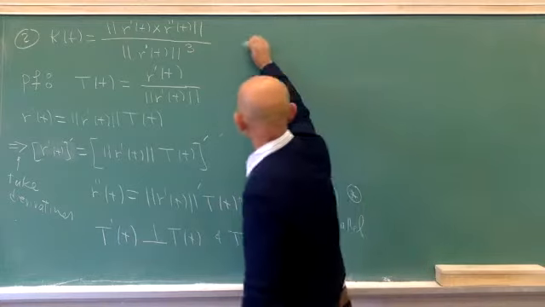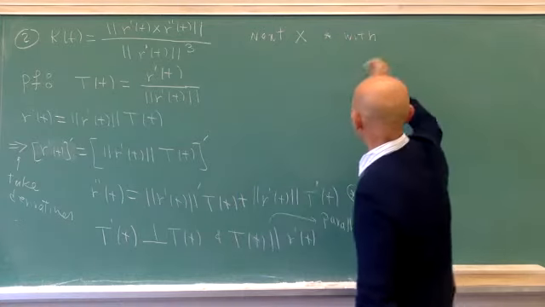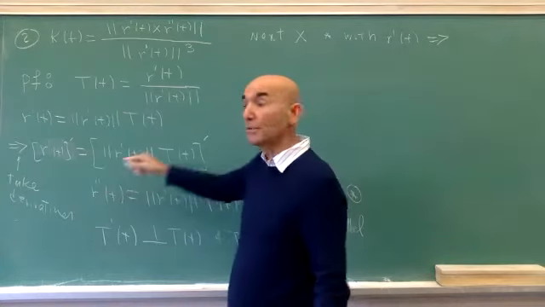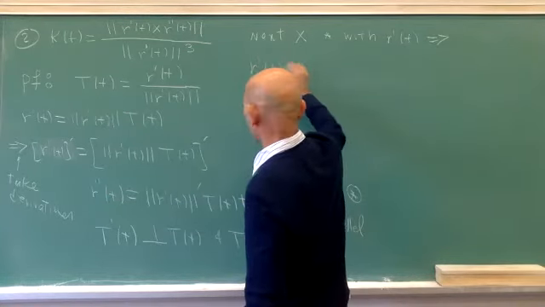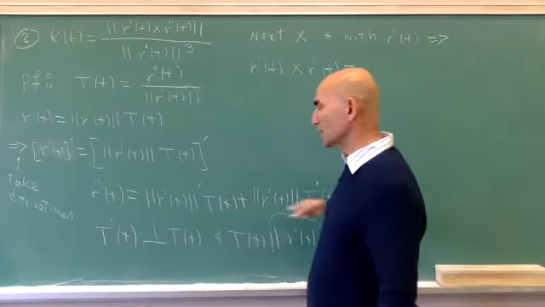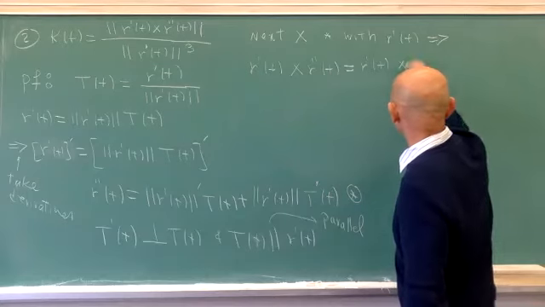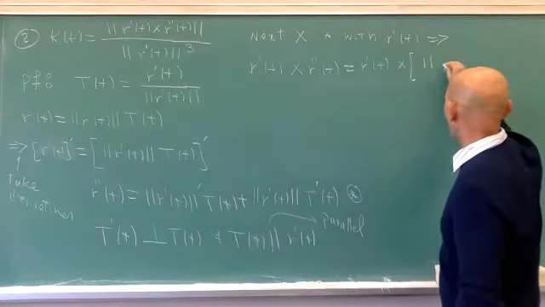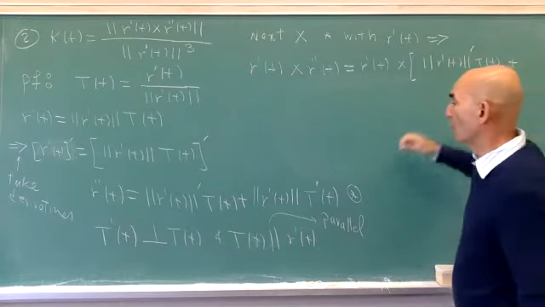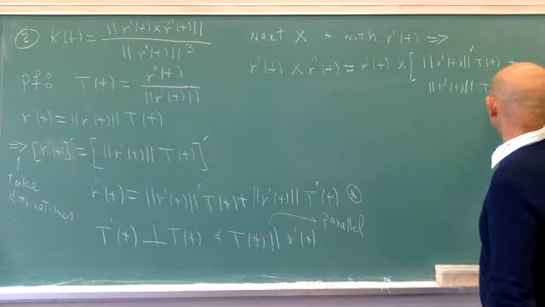Okay. So next, cross star with R prime of t. We get the following equation: R prime of t cross R double prime of t is equal to, this whole thing has to be cross product with R prime of t. So this is R prime of t, then I've got the cross product, this vector, norm of R prime of t times T prime of t plus norm of R prime of t times T prime of t. Right?